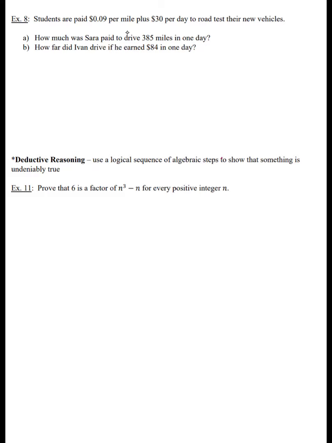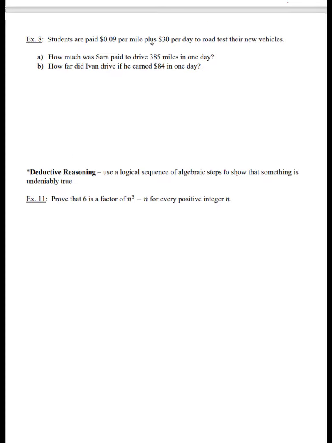So I'm just going to choose simple variables here. We can use M for miles, and P for how much they're paid. If we want to calculate how much they are paid, we need to use the rate of change, 9 cents per mile. So take that rate of change and multiply by the number of miles, plus the constant of $30 per day.